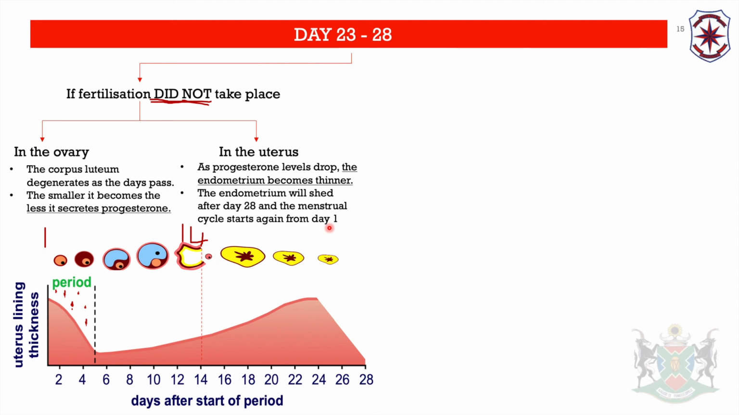Okay? Now, because pregnancy did not occur, the endometrium will shed at day 28, and the cycle starts from scratch. The female body will prepare again for another 28 days for a possible pregnancy.